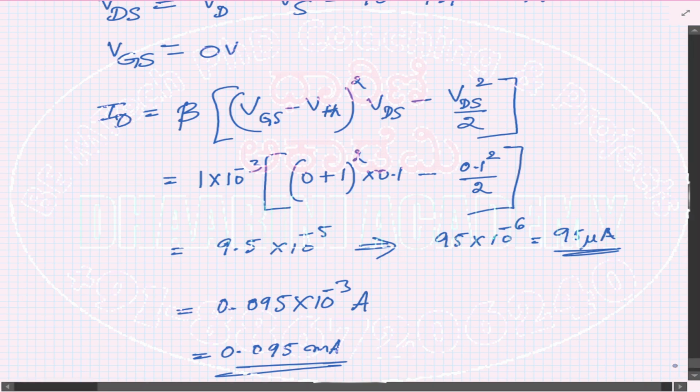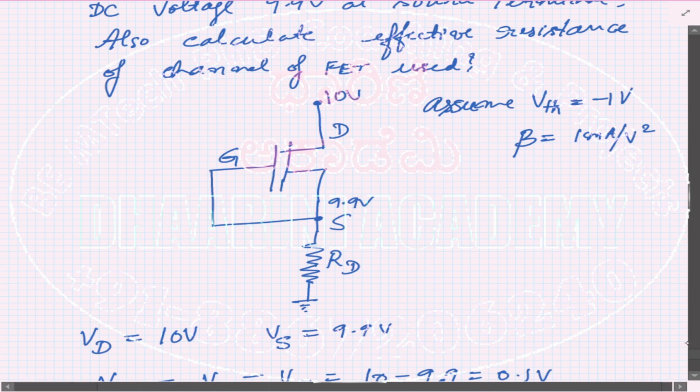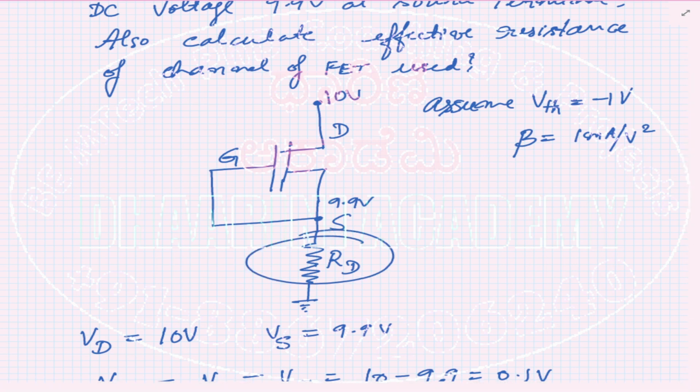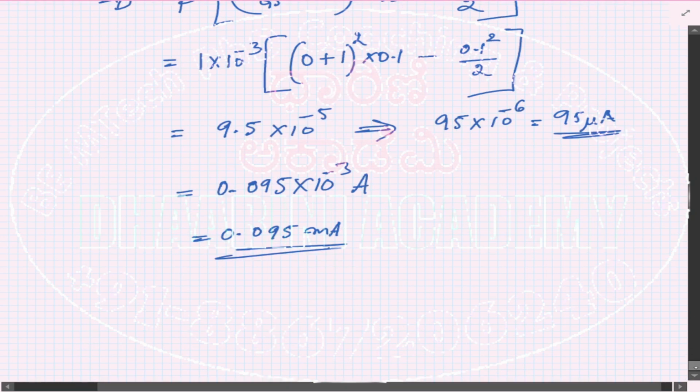Okay, let's proceed further. You can see the question says design the circuit. So design the circuit requires us to find all the unknowns such as the resistor value. Correct. Now, can you suggest a method to find the RD given in the circuit? I'll show you the circuit now.